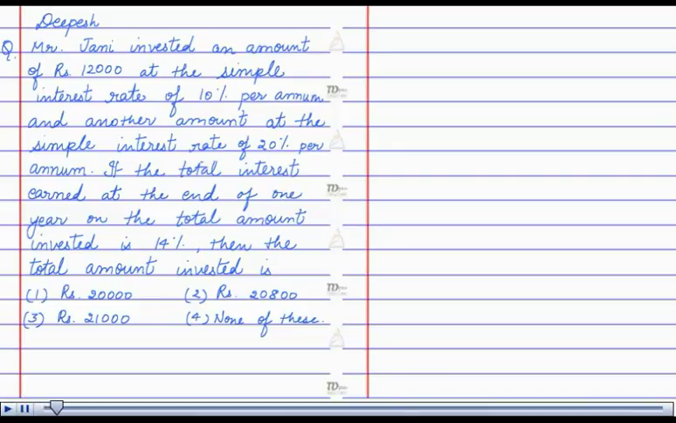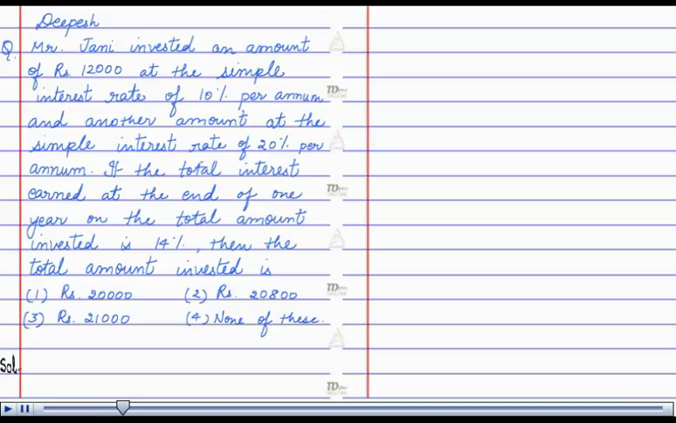The question is, Mr. Jani invested an amount of rupees 12,000 at the simple interest rate of 10% per annum and another amount at the simple interest rate of 20% per annum. If the total interest earned at the end of 1 year on the total amount invested is 14%, then the total amount invested is.